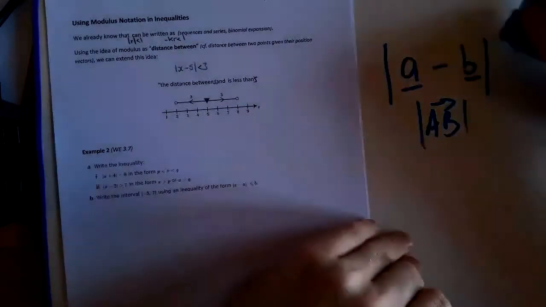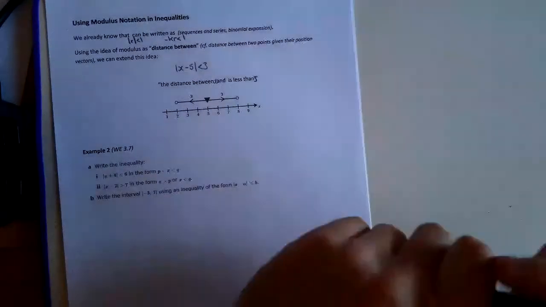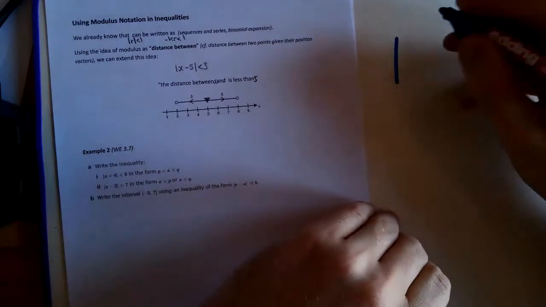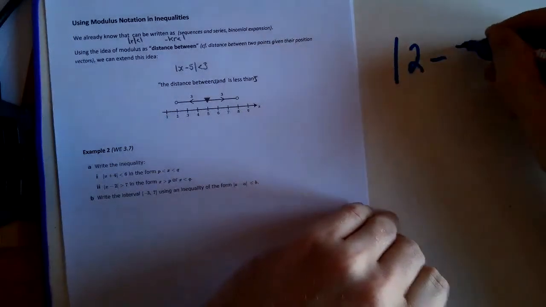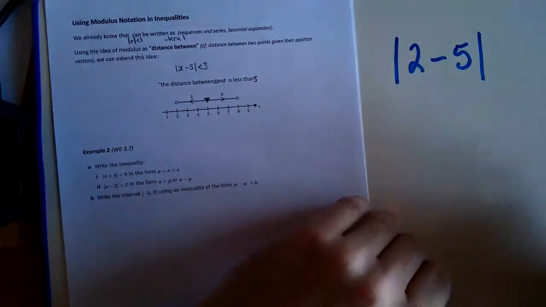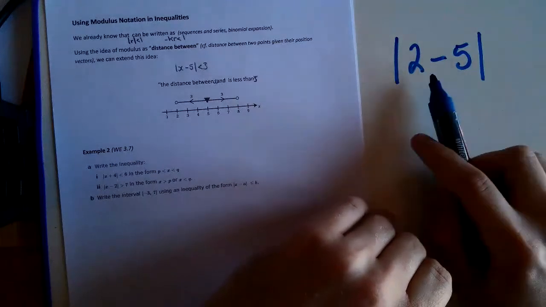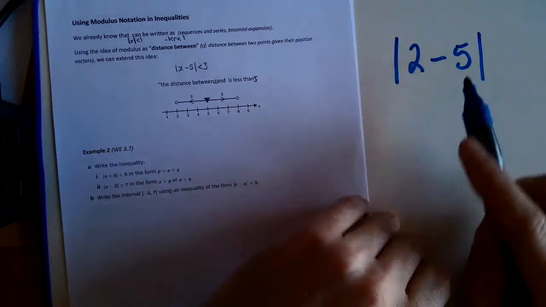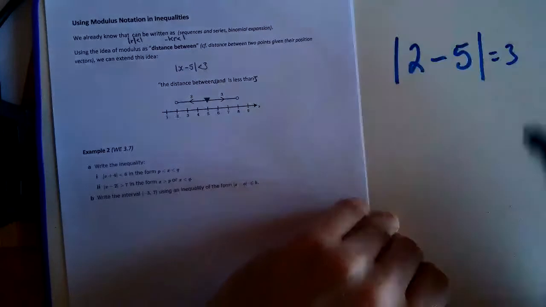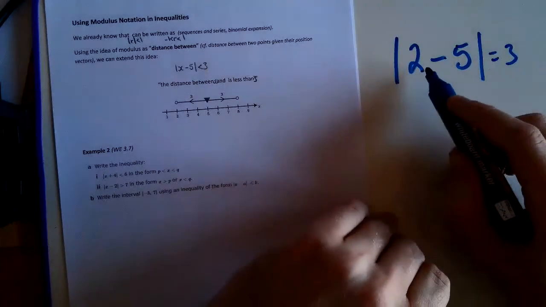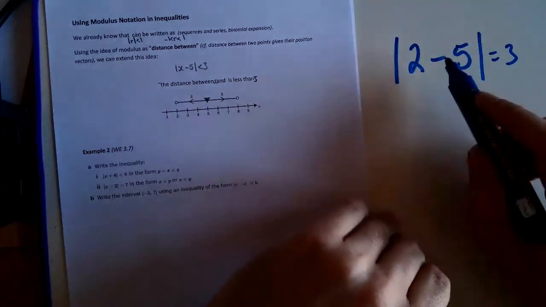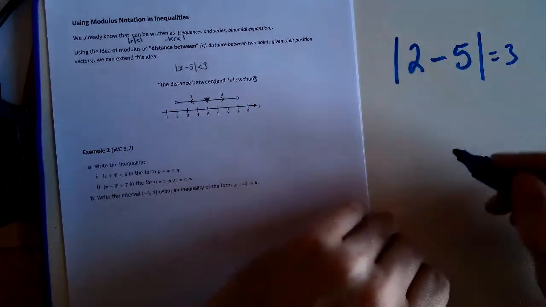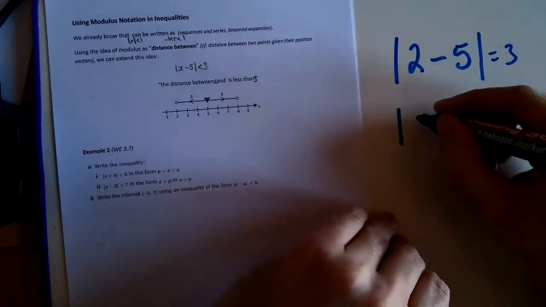So if I have this, for example, 2 take away 5, without doing any maths, I can think of this as what's the distance between 2 and 5? Well, it's 3. Let's check if that works using maths. 2 take away 5 is -3. Modulus of -3 is 3. It works.